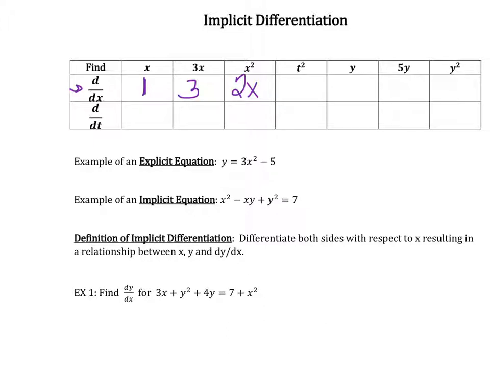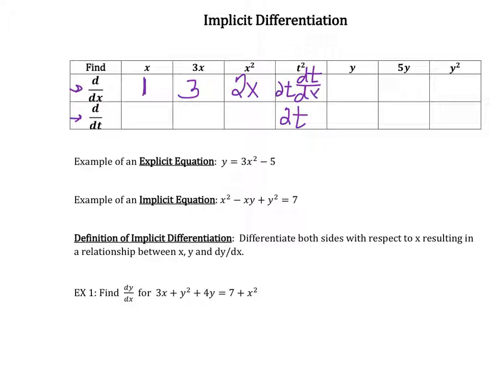So if I take the derivative of t squared with respect to t, let's go down here and do this one actually. If I say, what's the derivative of t squared with respect to t, you'd say, well, that's 2t. But if I say, what's the derivative of t squared with respect to x, you would still have the 2t, but you would also have to take the derivative of t with respect to x. You have an inner derivative, so you'd have dt/dx.